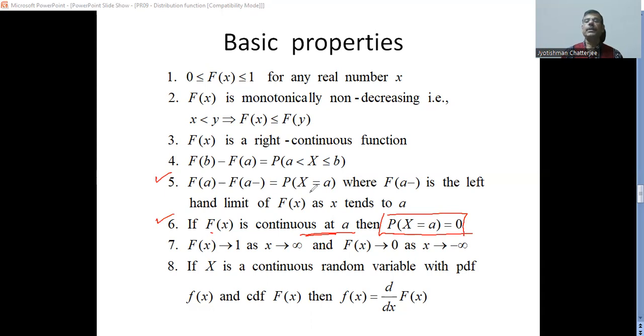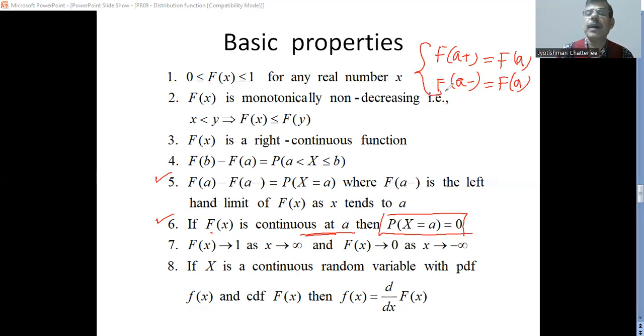When a function is continuous at the point a, that means both F(a+) and F(a-) must be equal to F(a). A function is continuous at the point a means both the right-hand limit and left-hand limit of the function exist at the point a, and both of them must be the same as F(a).